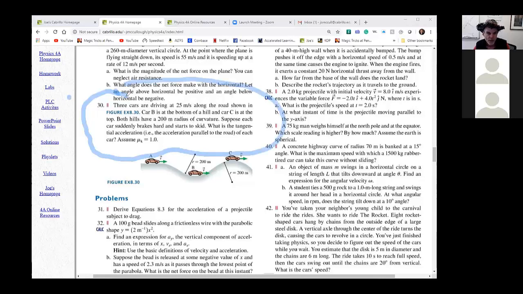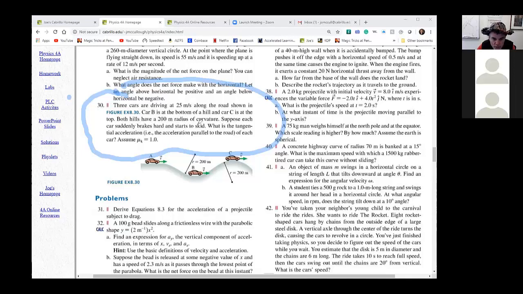Three cars are driving at 25 meters per second along the road shown in the figure below. Car B is at the bottom of the hill. Car C is at the top. Both hills have a 200-meter radius of curvature. Suppose each car suddenly brakes hard and starts to skid. What is the tangential acceleration of each? Assume the coefficient of kinetic friction is 0.1.